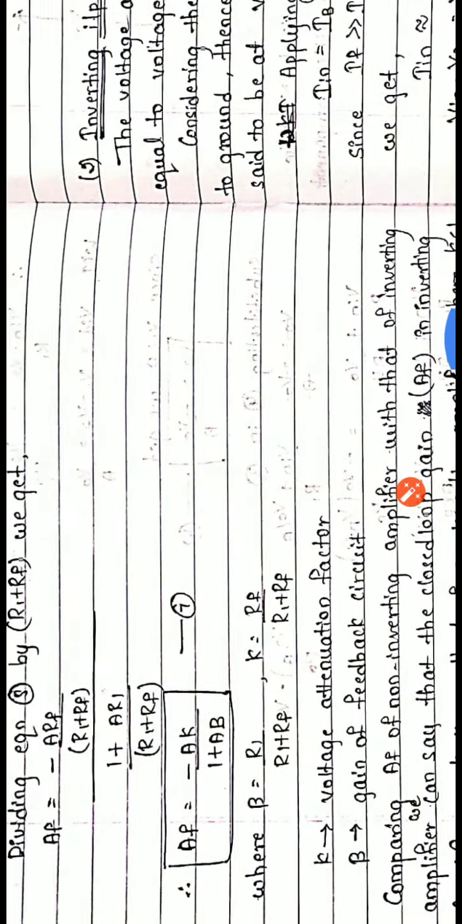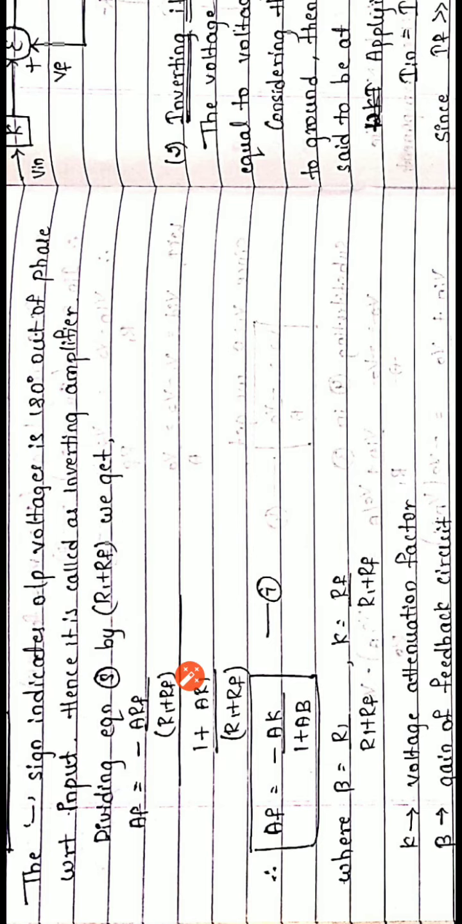That is shown here. It is ARF divided by R1 plus RF at the numerator side. At the denominator side, RF plus R1 gets cancelled with R1 plus RF, and this becomes 1 plus AR1 divided by R1 plus RF.